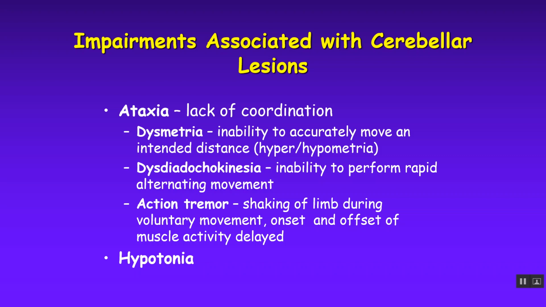Dysmetria. Dysmetria is common with ataxia, where they have an inability to accurately move an intended distance. Your patients can have both hypermetria and hypometria, which means they overshoot or undershoot. When you have them point to your finger, they might go past it or stop short of it, but they have a hard time stopping right where they're supposed to. And it's because your cerebellum is really important for slowing down and approximating your muscles as they get near a target.